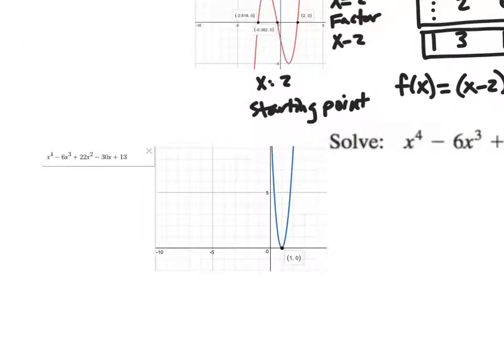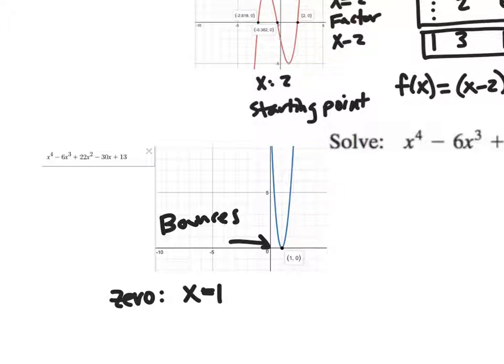Over here, when I graph this, I saw something interesting. I have x equals 1 as my zero, but I want you to notice what happens at this zero. Notice how this bounces. It bounces off at x equals 1.